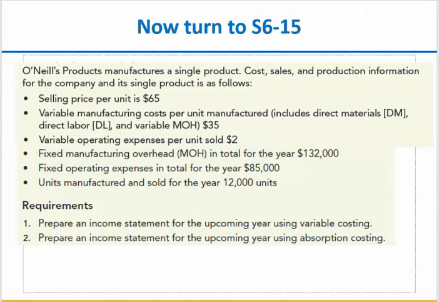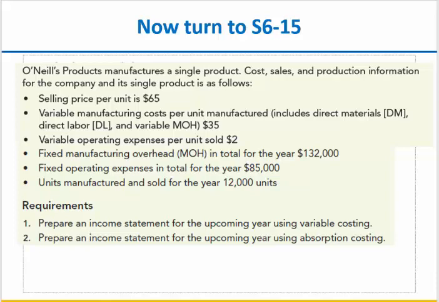So next, I would like to use the next example to show you how to do the income statement for any company using variable costing and absorption costing. This is the example we have here: this company manufactures a single product. The selling price is $65 each, and the variable manufacturing cost per unit, we have DM, DL, variable overhead, is about $35, and variable operating expenses per unit sold are $2.